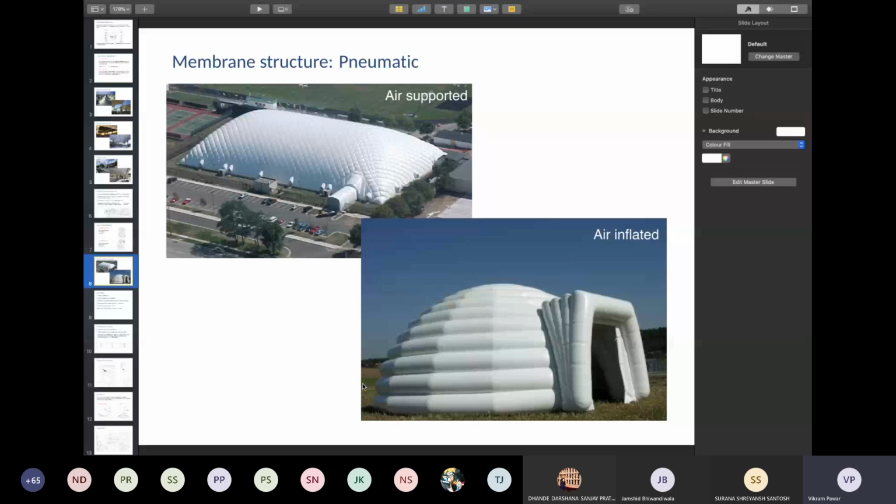Next, these are the examples of pneumatic structures. In this case, you see very clearly that the ends are sealed off, so the air is not allowed to escape from anywhere. They are all enclosed because it is also giving the pressure inside. Whereas in this case, it's like an igloo, an inflated igloo, and it is connected and supported by inflation.